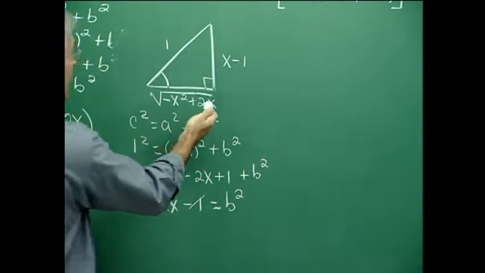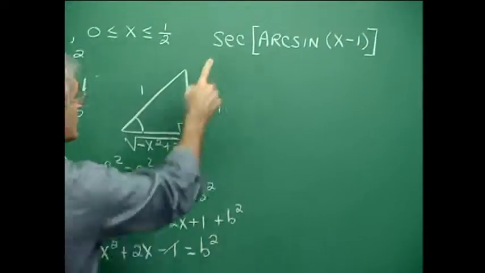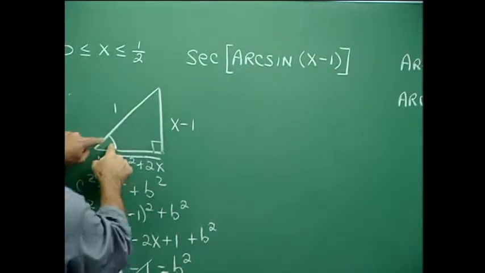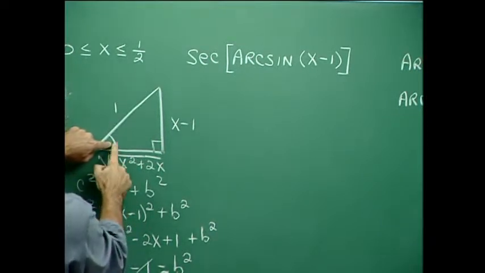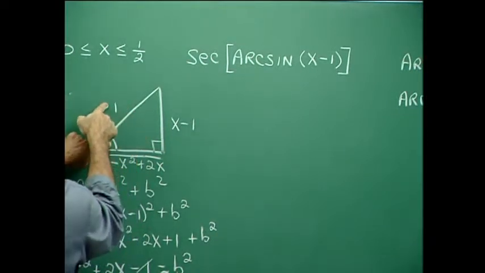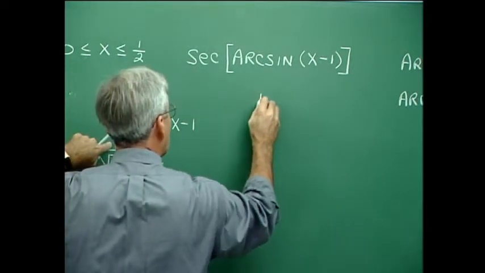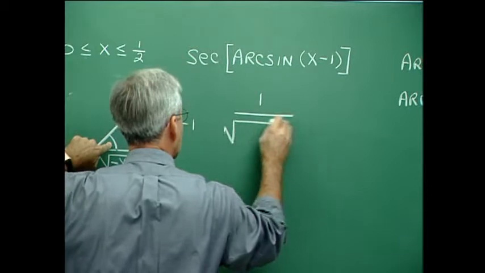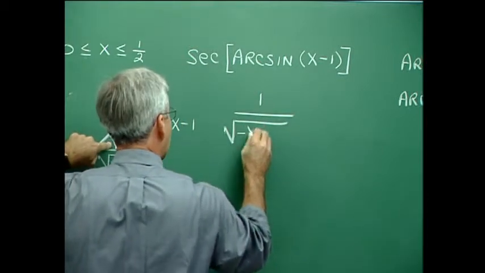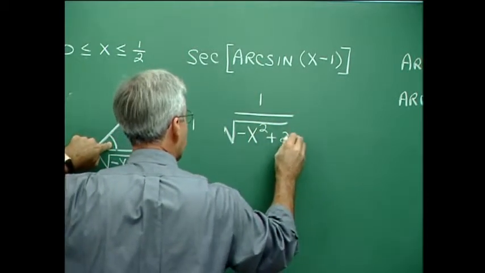Now with that in mind, we can calculate secant. The secant of that, from this angle, you see the secant is, let's see, hypotenuse over adjacent. So it's 1 over the square root of negative x squared plus 2x.